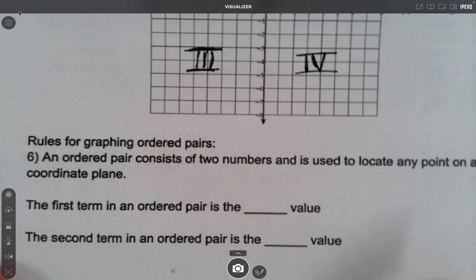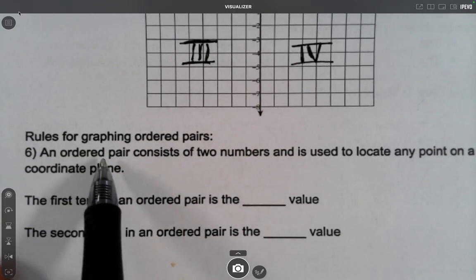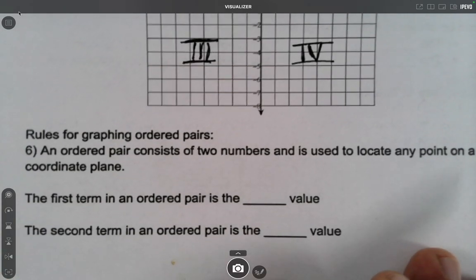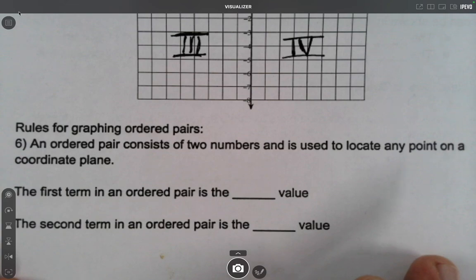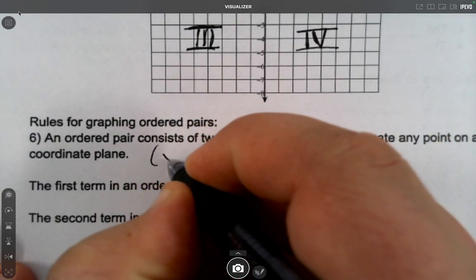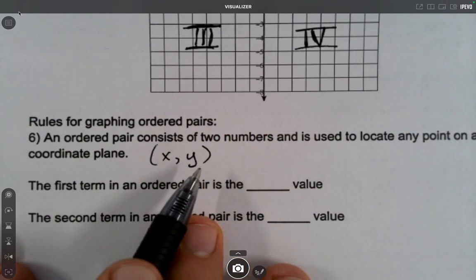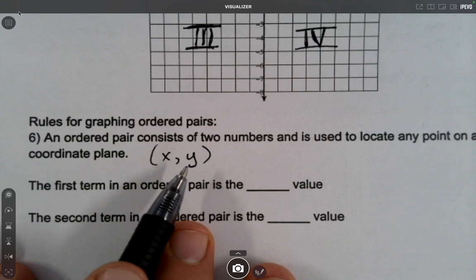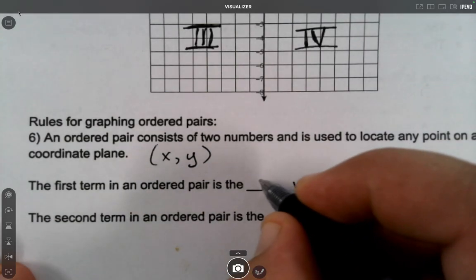So rules for graphing ordered pairs. An ordered pair consists of 2 numbers. I'll give you a hint, they call it a pair. And it's used to locate any point on a coordinate plane. So in general, they look like this. There's an x value, then a y value. Now these will normally be numbers. This would be called the general way to write it, or the generic way. But the first term in an ordered pair is always the x value.